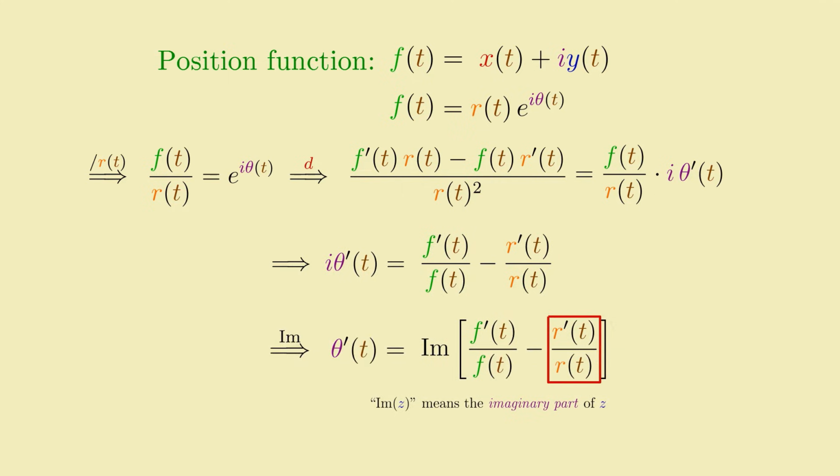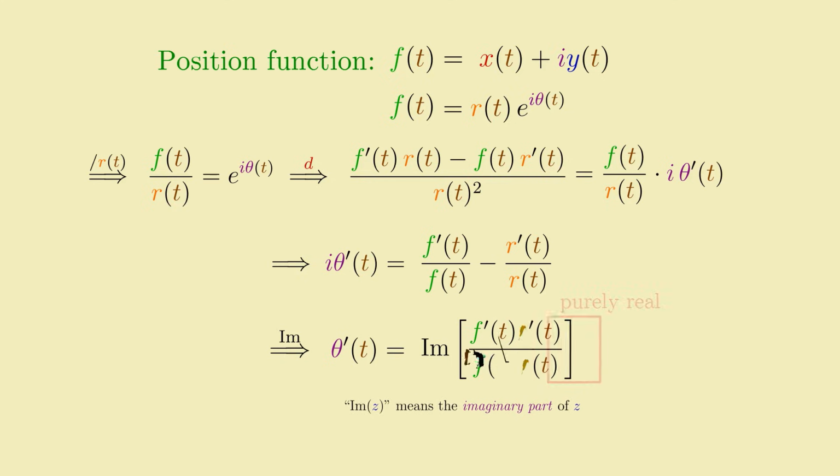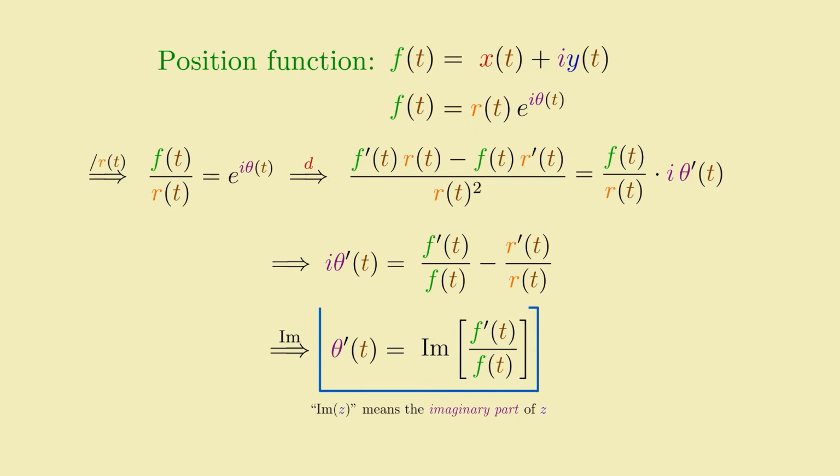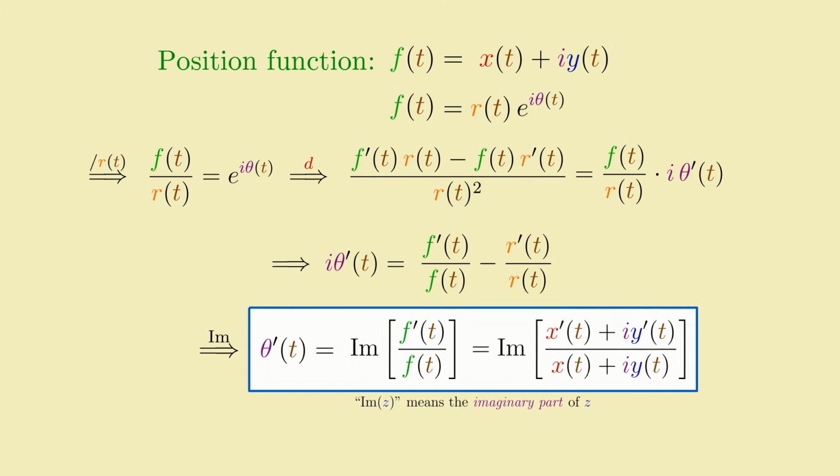And since r and r prime are both purely real valued functions, subtracting r prime over r will have no effect on the imaginary part of f prime over f, so we can just drop it. And in the end, we get a really nice compact little formula that will compute the derivative of theta directly from f prime and f without having to touch the original full theta function at all. And remember, f of t is really just x of t plus i y of t. So really, we found a way to compute the angular velocity directly from the x and y coordinate functions. Isn't that neat?